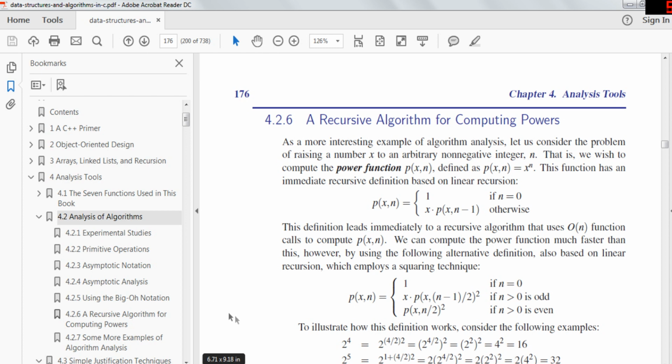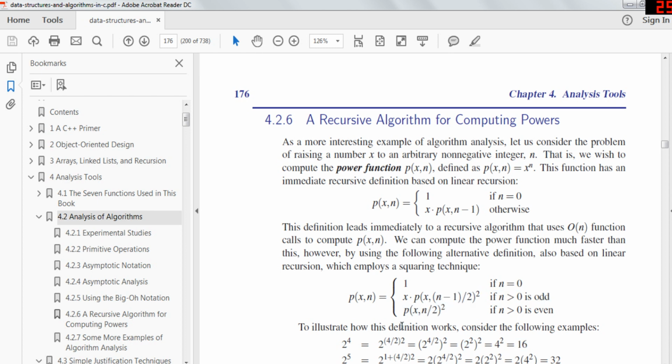So how does this work? Okay, so n is even, right? 2 to the 4 is even, right? So what they're saying is that you could do 2 to the power of 4 over 2, which is right here, and square that. What they're doing is they square it, right? That helps you get your end result.